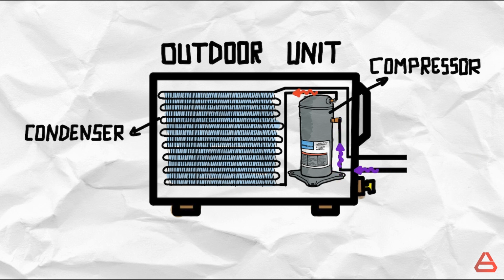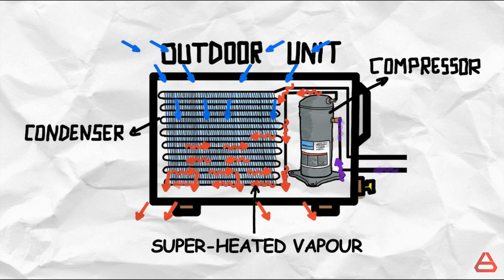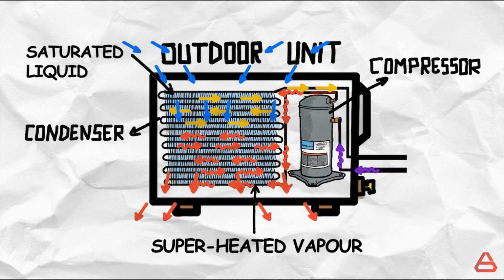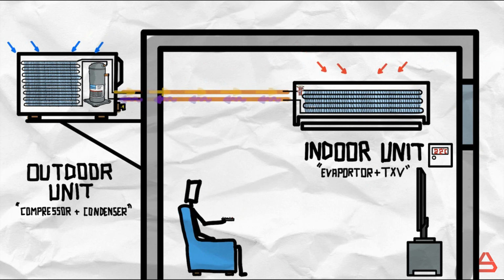The superheated vapor refrigerant from the compressor then enters the outdoor heat exchanger, the condenser, and releases the heat energy it acquired from the indoor to the lower temperature outdoors. In this process, the superheated vapor cools down and condenses back into a less hot saturated liquid refrigerant. And that is basically how the cooling takes place. This cycle will repeat until the room is at the required temperature.